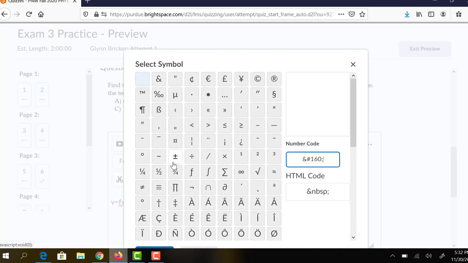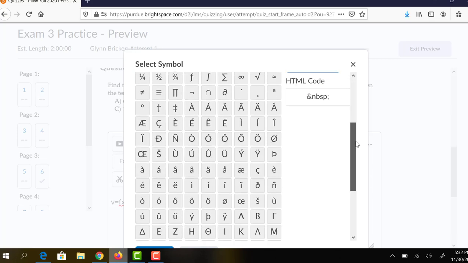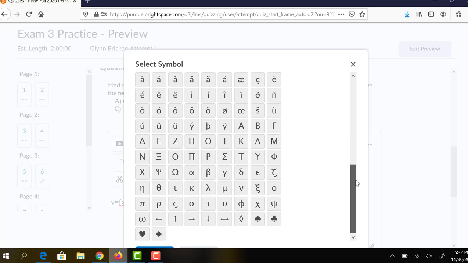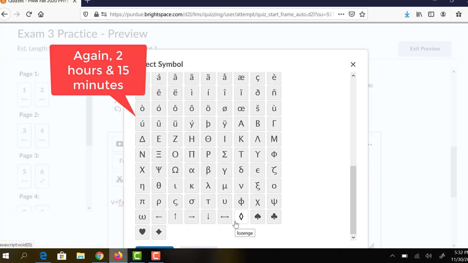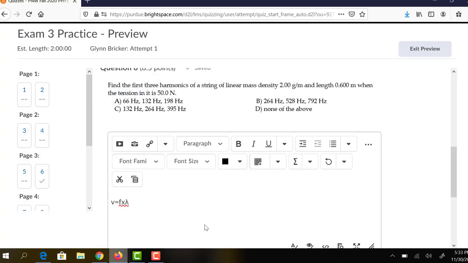The wavelength symbol is lambda. Let's see if I can find it here. And you don't have to make this as nice as I make it. I'm just showing you all the different options that you have. Okay, lambda should be somewhere around here. See, this takes a little bit more time. That's why I've given you 2 hours instead of just the usual one. Lambda. And then my screen's a little bit small there, but there's the insert button.